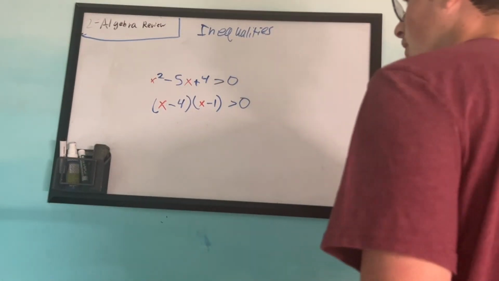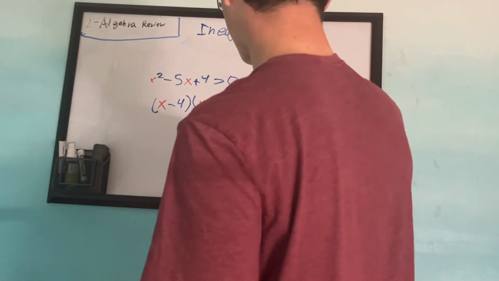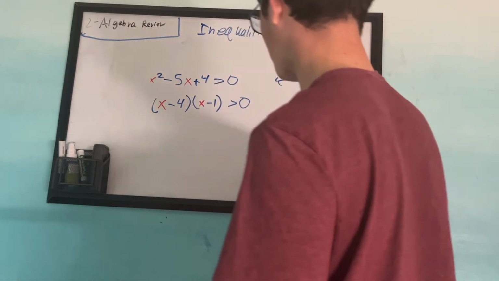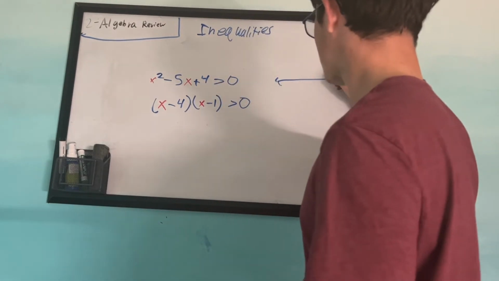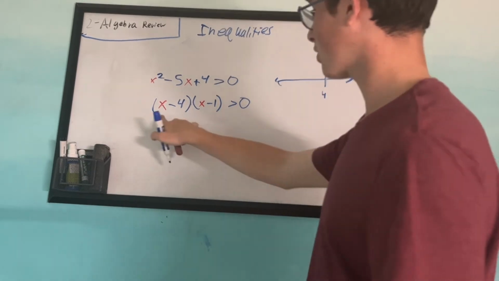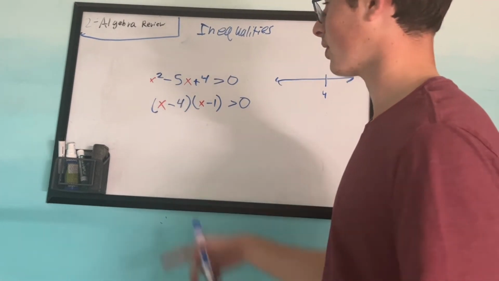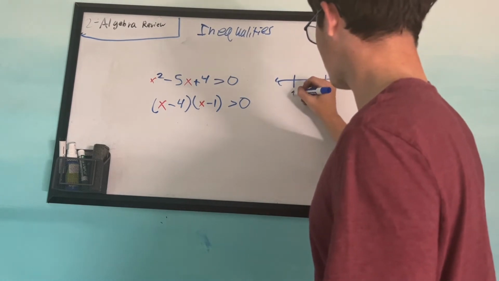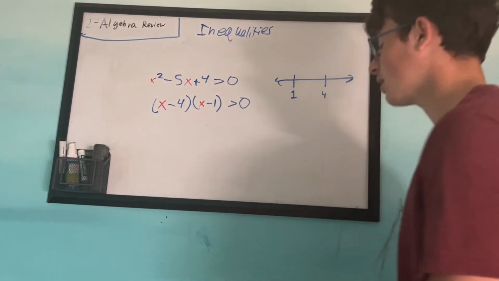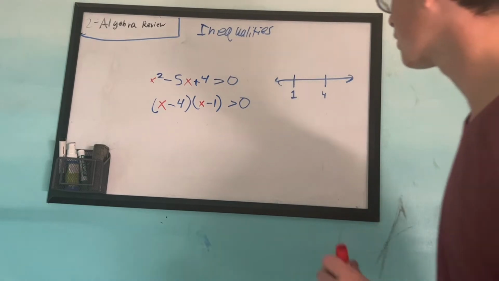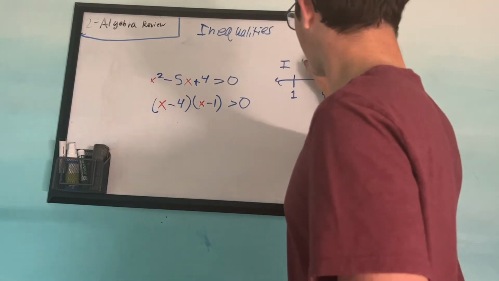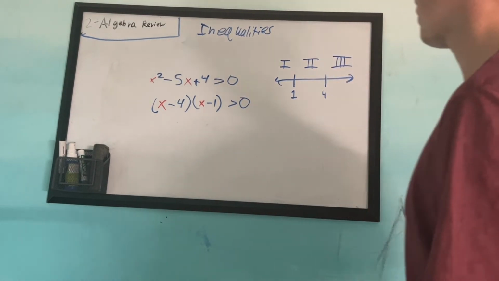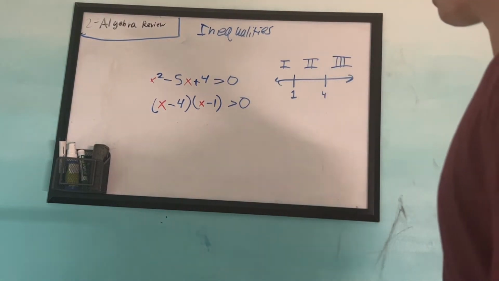What we really want to do here is get out a number line, and then on the number line mark the important spots. So that would be when it's equal to 4, because that's when this would be equal to 0, that's pretty important. Or when we have 1, because that's the other time that it's equal to 0. We can label these sections as I, II, and III. Use Roman numerals so I don't get them confused with our actual math.